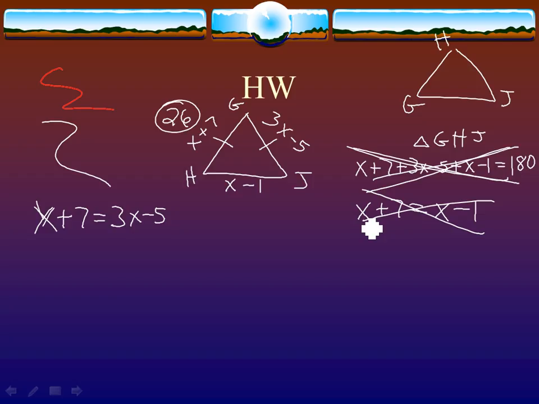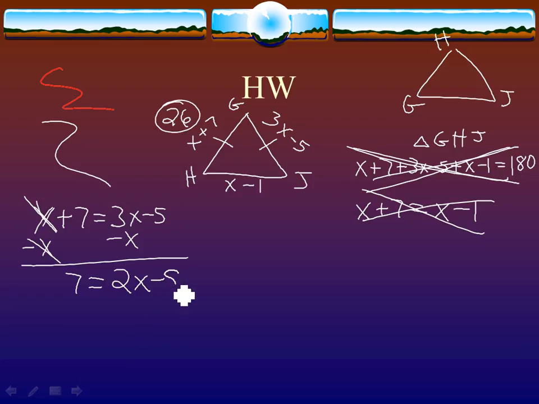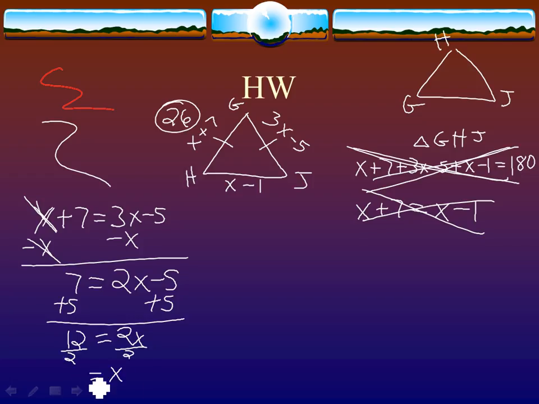Now we go to solve this. How do I start to solve this equation? Minus the x on both sides. Get all the x's on one side. Good. 7 equals 2x minus 5. Then you add 5 to both sides. 2x equals 12. Then divide by 2. What's x equal? 6.